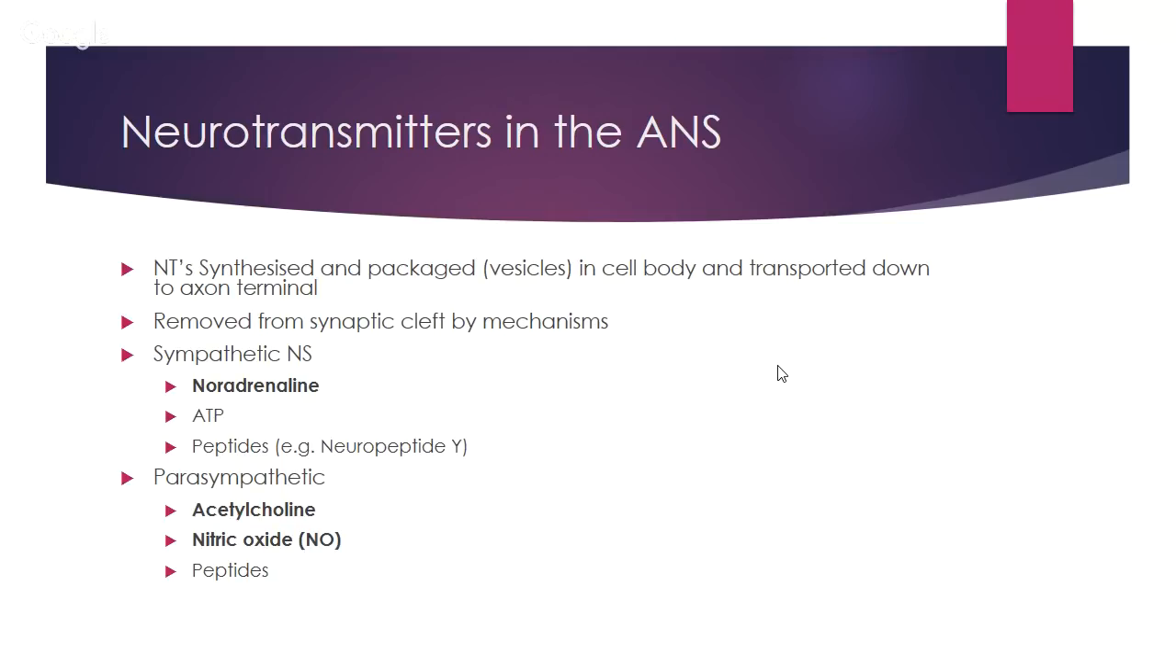Cool. Neurotransmitters in the autonomic nervous system. We've talked about noradrenaline, acetylcholine. Another one is nitric oxide, which acts in your parasympathetic nervous system and is important for the male sexual response.